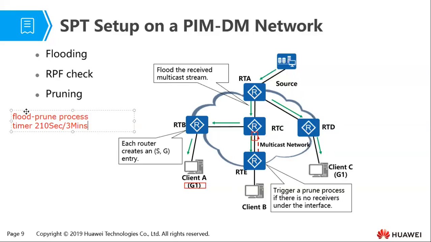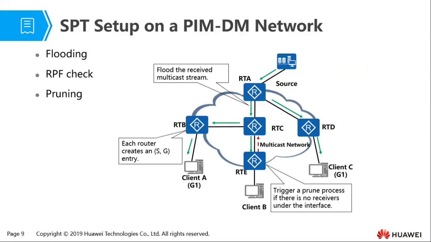So what does the flood prune process do? It simply says that after 3 minutes, this pruned interface will be re-enabled and therefore multicast packets will be forwarded again. So RTE, if no one wants that packet, has to send the stop message again: hey, stop sending me this multicast. So after every 3 minutes, they have to go through that kind of interaction. As you might have already guessed correctly, this causes a waste of network resources, especially bandwidth.